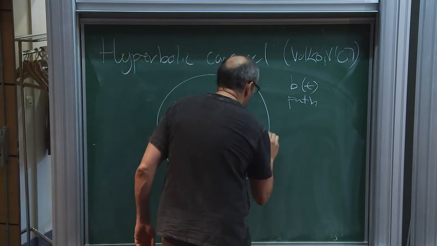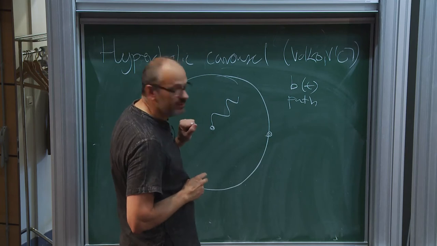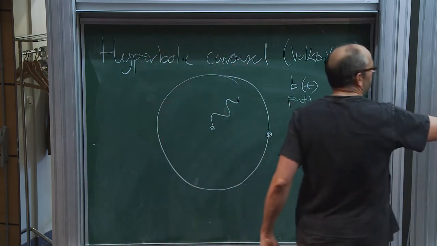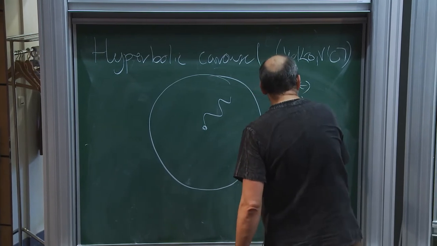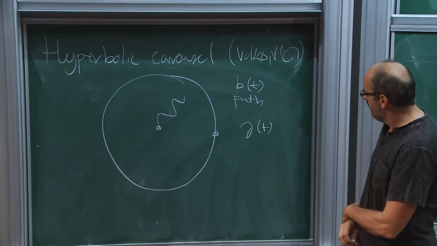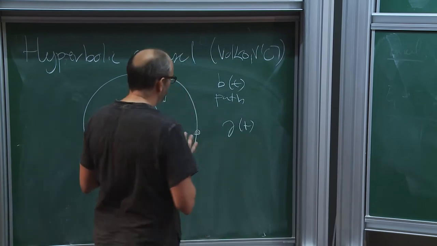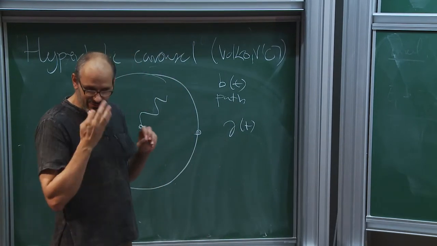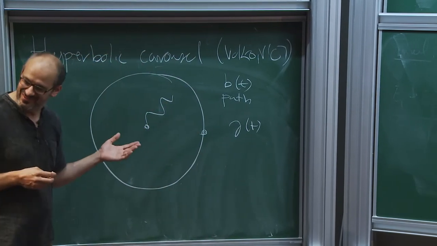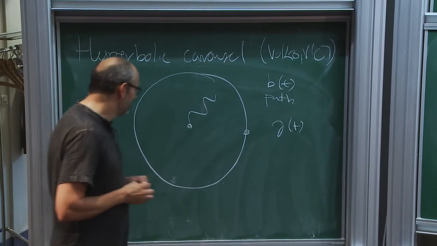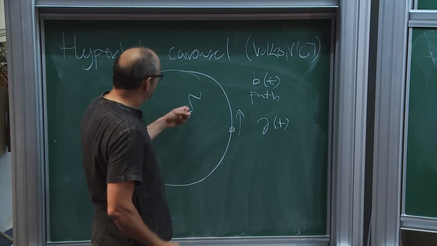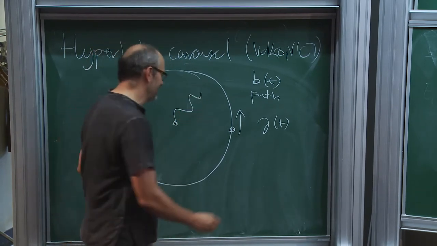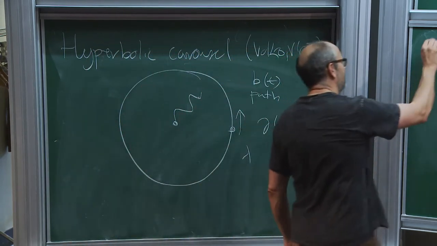And then you have a point on the boundary, which you call gamma_t, and you do the following operation. I'll tell you later why, but at least let me tell you what you do. You rotate this point gamma_t with center B_t at speed lambda.